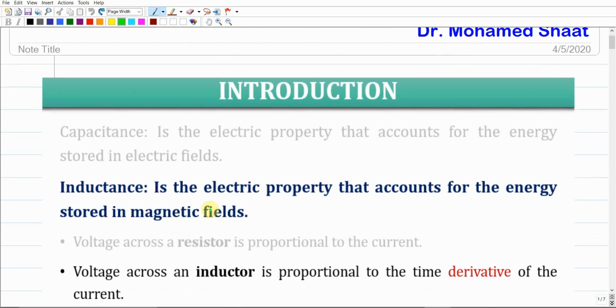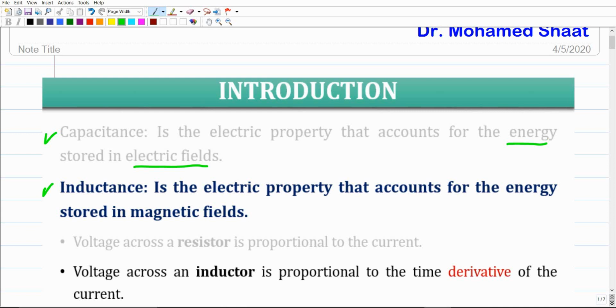Inductance is the electrical property that accounts for the energy stored in a magnetic field. If you compare the inductance to the capacitance that we discussed in the previous meeting, we said that the capacitance is the electrical property that accounts for the energy stored in an electric field. Again, the electric field is a kind of force, and any force will be converted into energy, or requires energy to be generated.